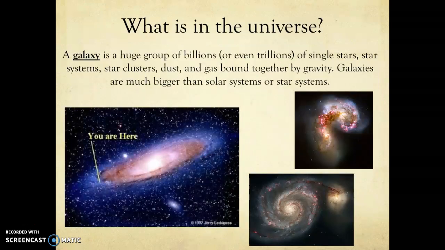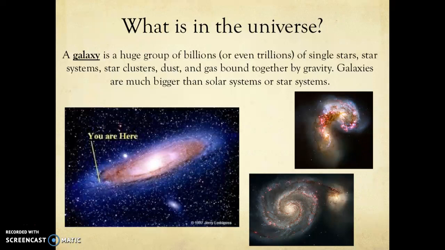What else is in the universe? Galaxies. A galaxy is a huge group of stars, star systems, star clusters, dust, gas, a bunch of stuff. And again, this is a huge group. Billions, even trillions of stars or star systems, star clusters thrown in there, dust, gas. It's all held together by gravity.